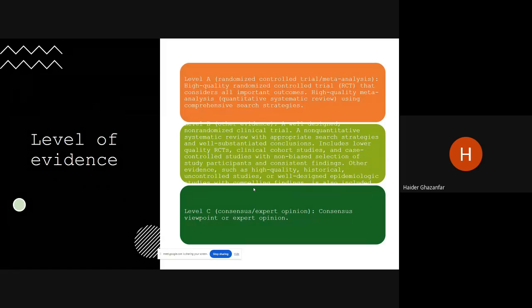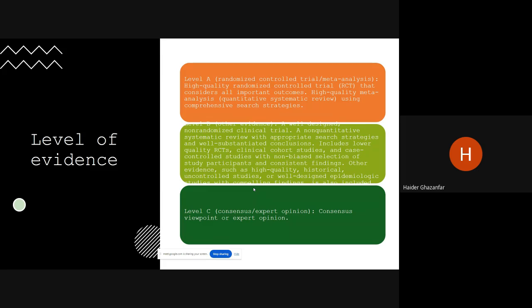This is a quick summary regarding levels A, B, and C. These are the different evidence levels which are available. Level A is basically randomized controlled trials and high quality meta-analyses. These two are the main level A evidence, and most of the guidelines, if you read them, are going to be using level A evidence, and they will be able to make strong, moderate, and low recommendations.